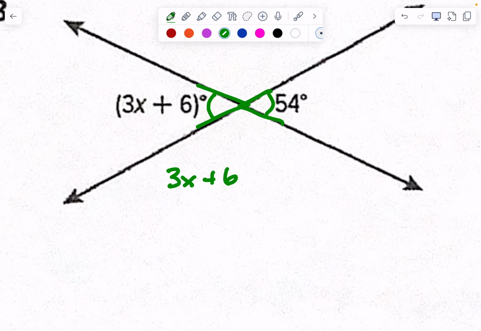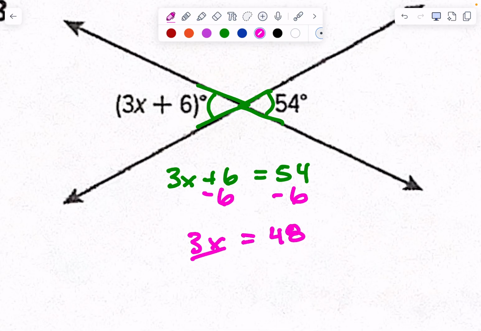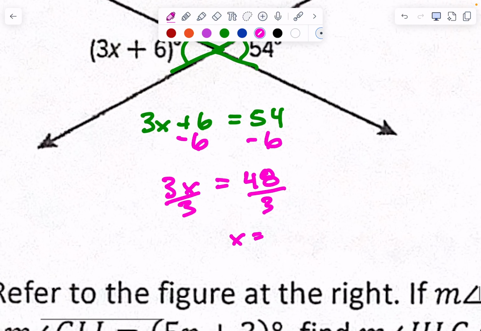3x plus 6 equals 54. And then let's subtract 6. 3x equals, that is 48. And divide by 3. X is how much? How many times is 3 going into 4? 1, with 1 left over. How many times is 3 going into 18? 6. 16 is x.